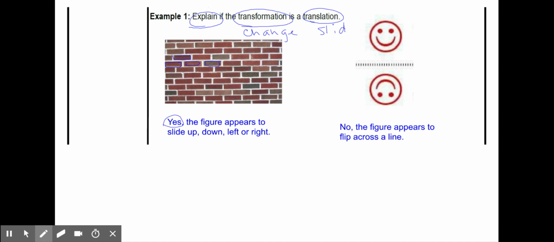The figure on the right, we see a smiley face that appears to have a line of reflection and seems to just be flipped. So no, the figure appears to flip across the line.